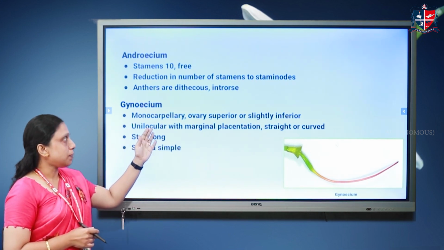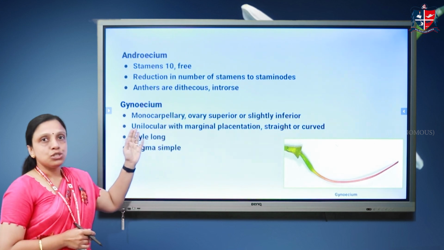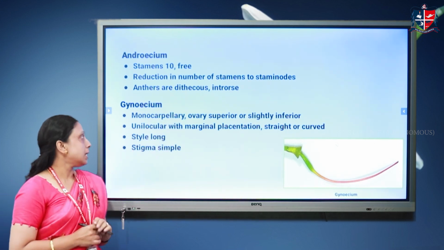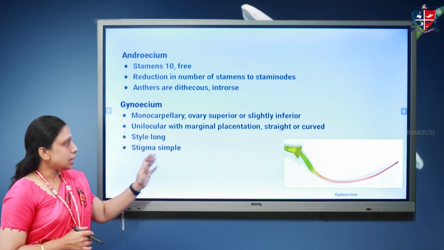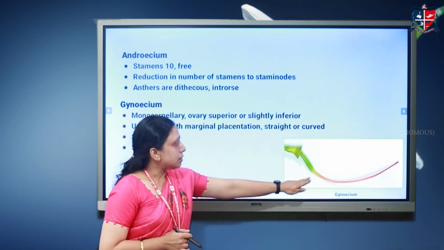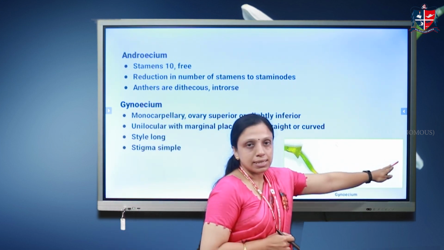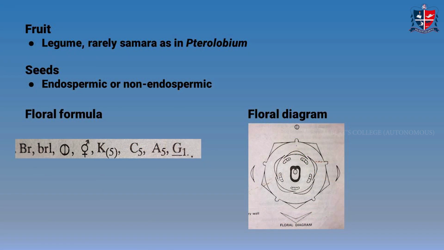So next, about the gynoecium. Gynoecium is monocarpellary, perigynous, unilocular with numerous ovules on marginal placentation. So this is the ovary and this is the style. Style is long, ending in a simple stigma. So style long and stigma simple.